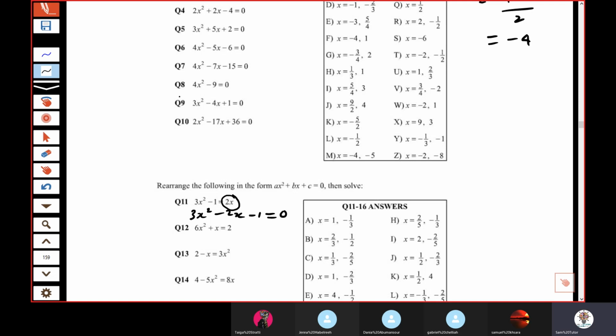All right, but let's do question 9 anyways. Again, what do a, b, and c equal in this case? a is 3, b is, good job, thank you for not saying 4, c is 1. Do you want to tell me what the quadratic formula is one more time?